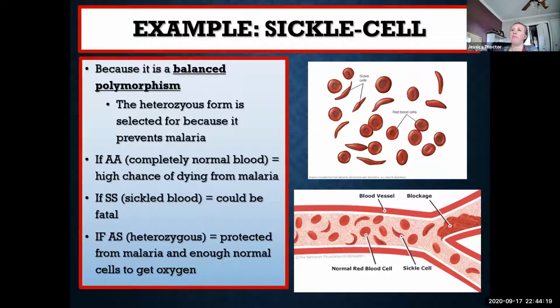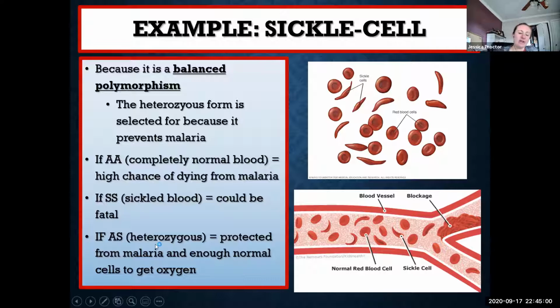So if you inherit on your 15th chromosome, at the locus that codes for hemoglobin, completely normal blood, you're the AA genotype, which is good news in the sense that you won't have sickle cell anemia, but it's bad news in the sense that you have a high chance of dying from malaria. If you inherit the mutated allele and you're the SS genotype, then you have sickle blood, which would definitely be detrimental to your survival, because that sickling, especially if you're in a region that does not have high quality medical care, generally leads to death before reproduction.